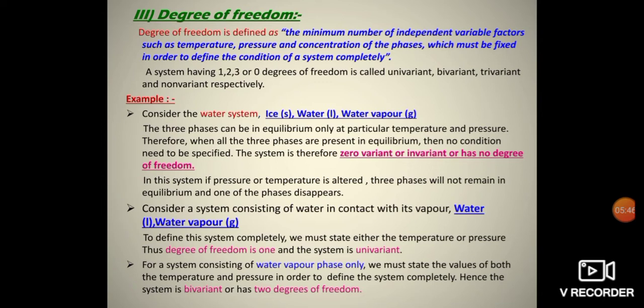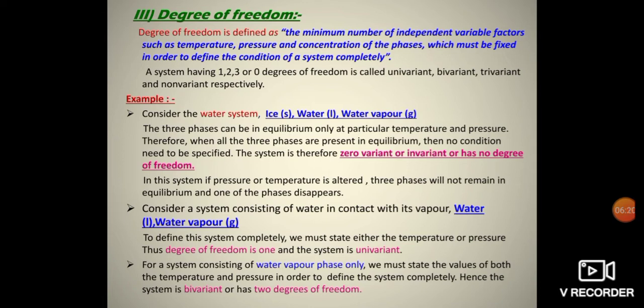Next one is degrees of freedom. It is defined as the minimum number of independent variables, factors such as temperature, pressure and concentration of the phases, which must be fixed in order to define the condition of a system completely. That is, a system having 1, 2, 3 or 0 degrees of freedom is called a univariant, bivariant, trivariant or non-variant system respectively.